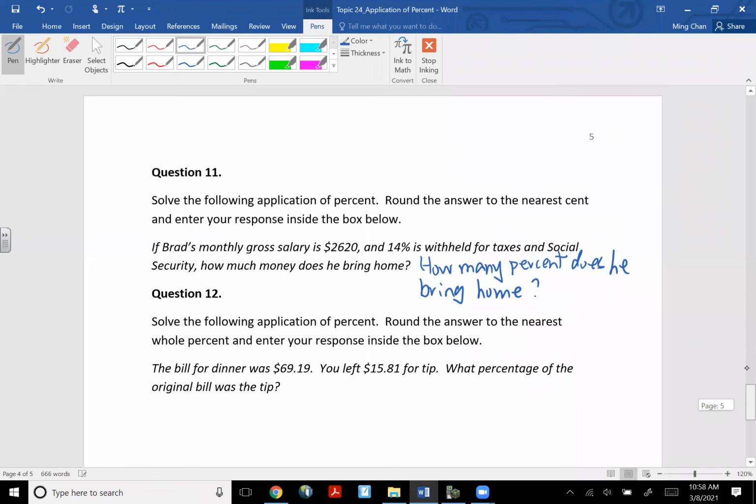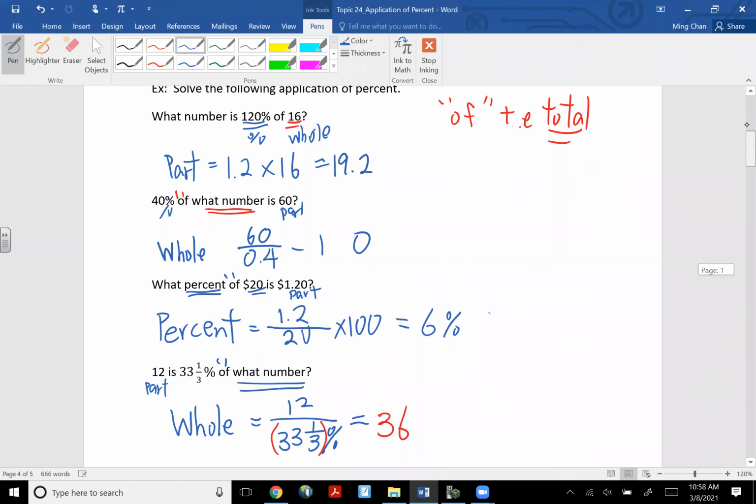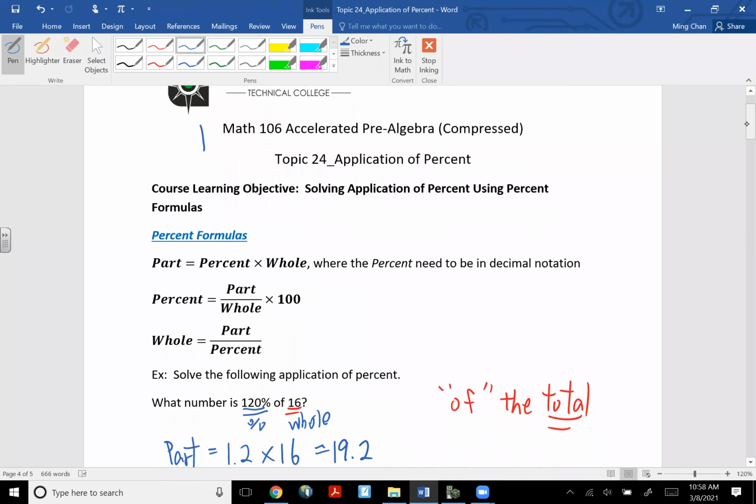So just quickly in this video, we talked about using the percent equations, how we can find the part, percent, and the whole using the three equations. Okay, that will conclude this video. Thank you for watching.